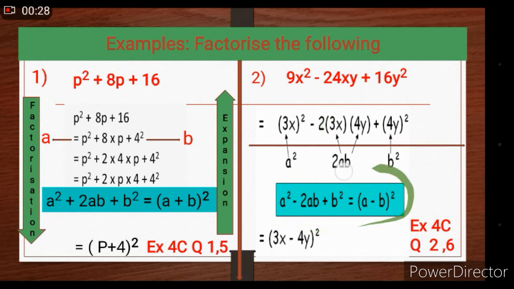So which identity are we using? The second identity. So it would be equal to 3x minus 4y whole square, because 3x is the first term and 4y is the second term, and these are the factors of this given expression. With the first example, you will be able to do exercise questions number 1 and 5, and this example will help you to solve questions number 2 and 6.